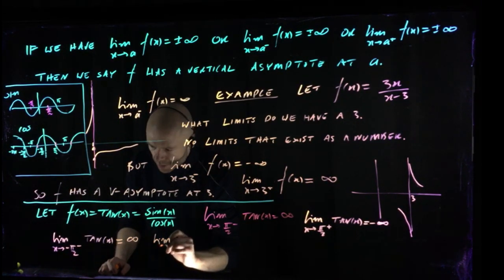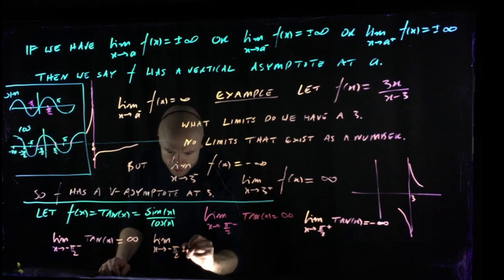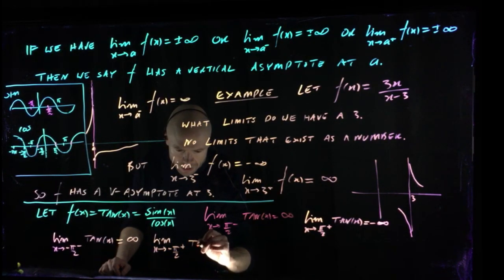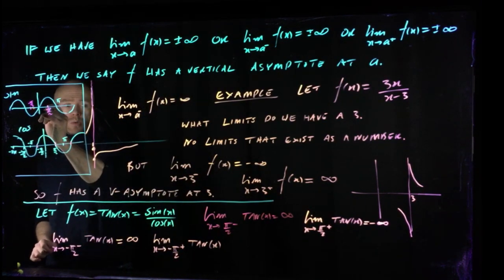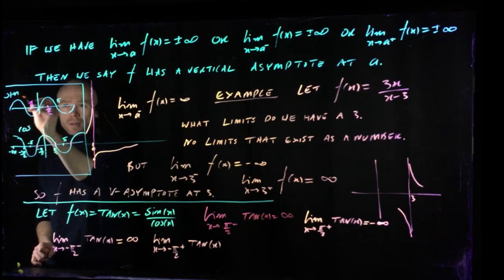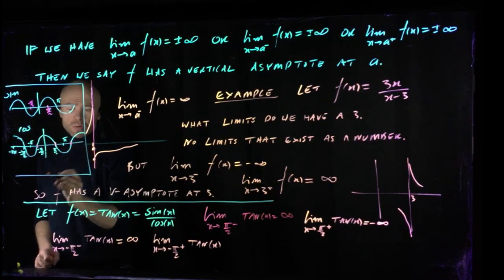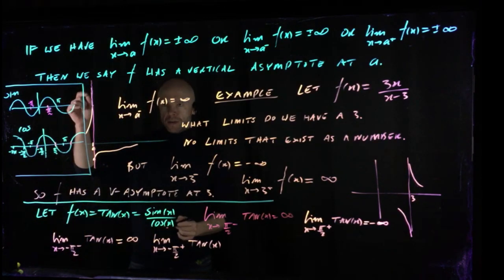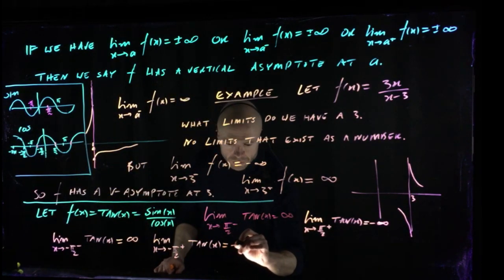And let's do this guy. The limit as x goes to minus pi over 2 from the right-hand side, tan of x. Once again, when we're looking at the graph of sine, we see it's tending towards minus 1. As we approach minus pi over 2 from the right-hand side, cosine is tending towards 0 from the positive numbers. So we have minus 1 over a very small positive number. So this will be negative infinity.